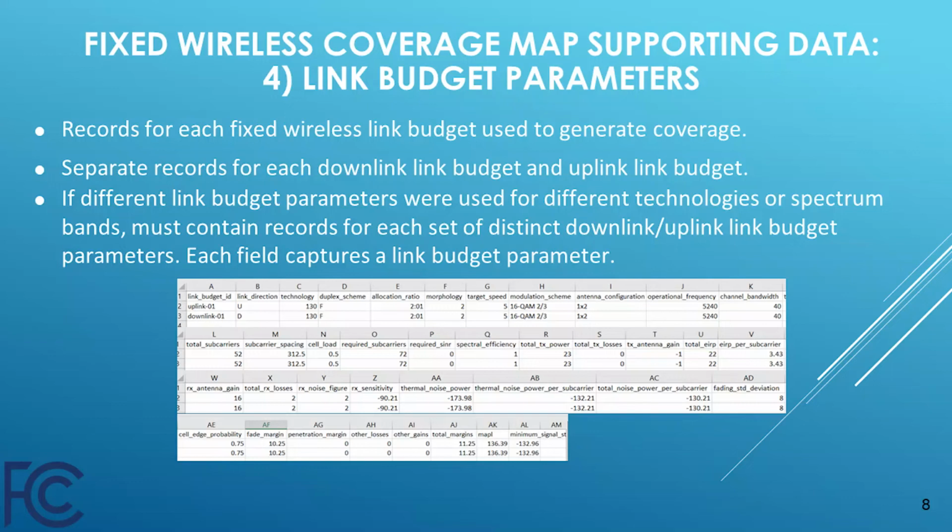The file must be uploaded in CSV format and include all the fields listed in the table found in section 7.6 of the Data Specifications document. The images at the bottom of this slide display an example of a fixed wireless link budget parameters file, read from left to right, descending.